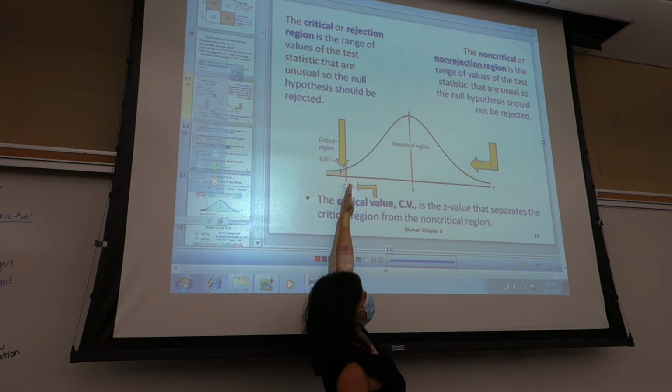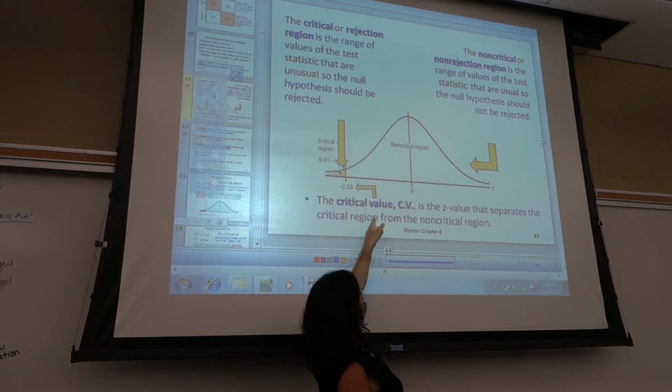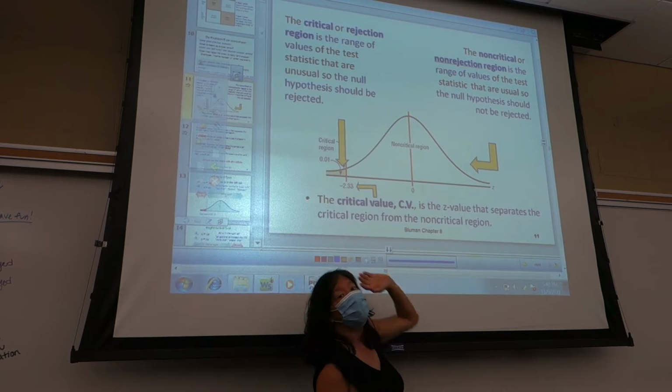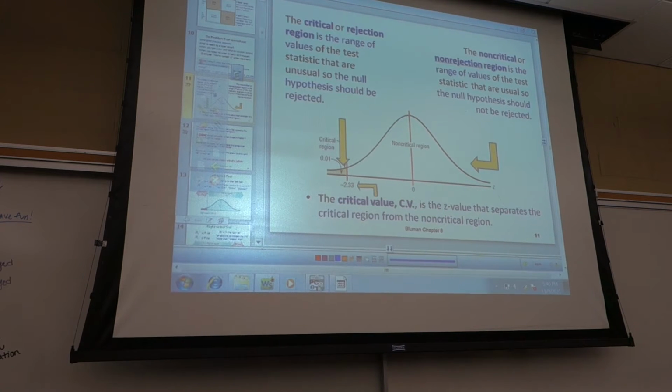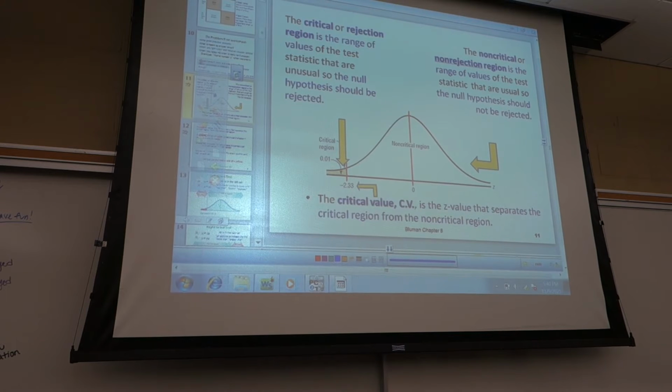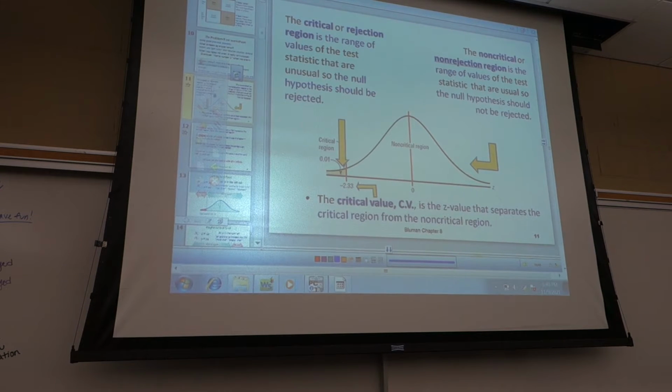What separates the two regions is the critical value. That's the z-score that separates the two. If your z-score is beyond that, then you're unusual. So that's why you find the test stat. If your test stat, your sample z-score, is beyond that, unusual.